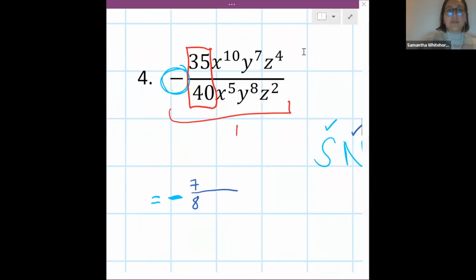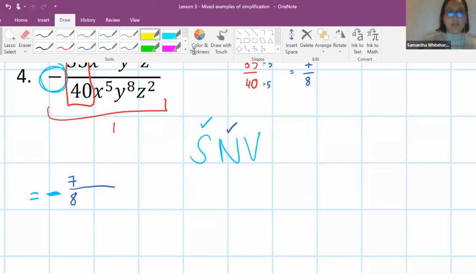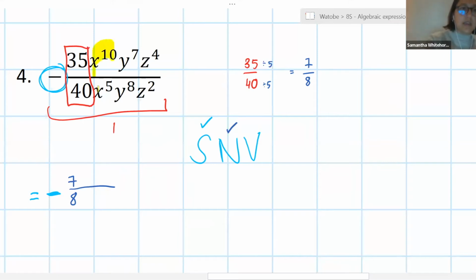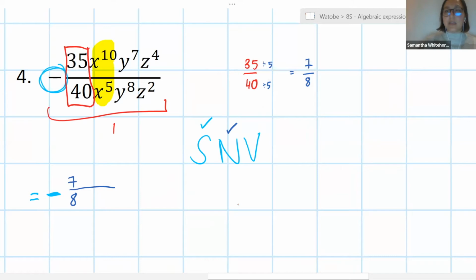Now I have got 3 different variables that I'm working with here. So we're just going to start with the first variable. We're going to start with x to the power 10 divided by x to the power 5. Now again, grade 8s, the beauty and the curse of exponents is that often there are lots of different ways to do the same thing.